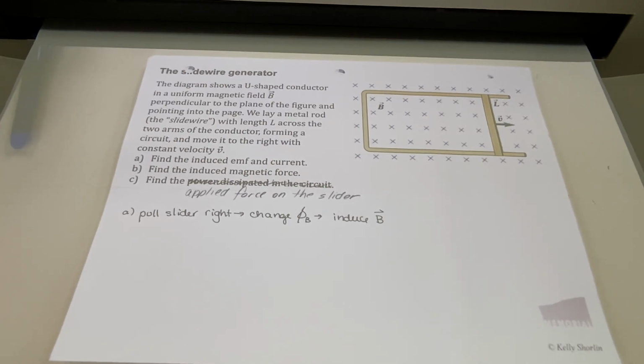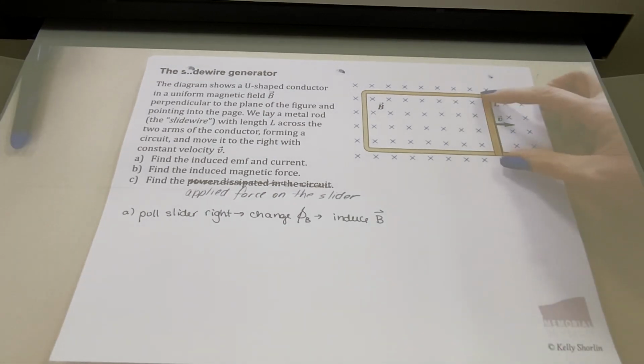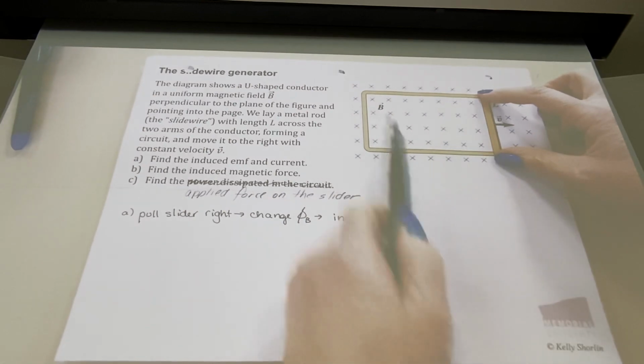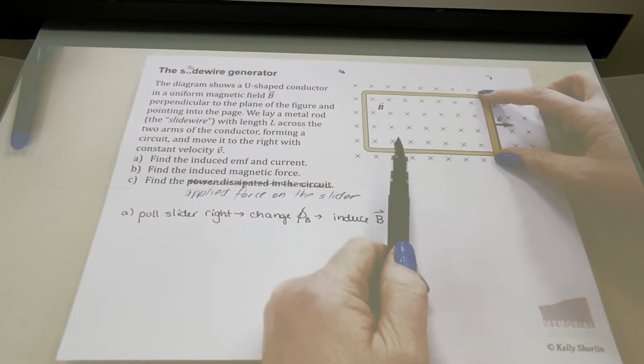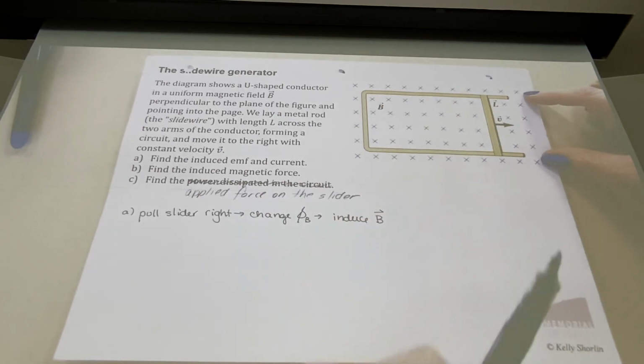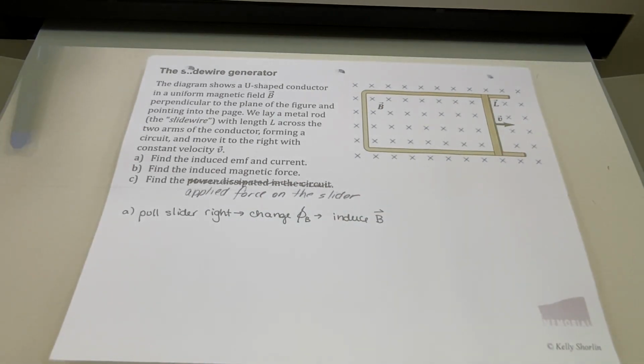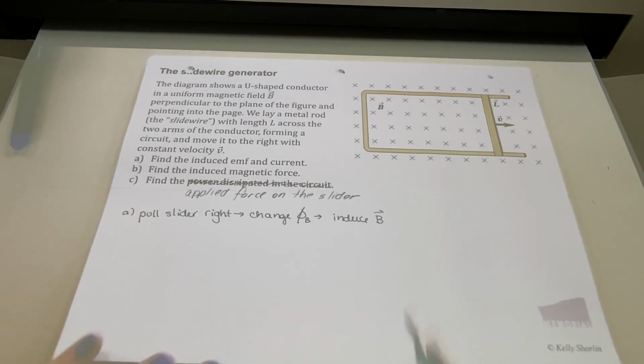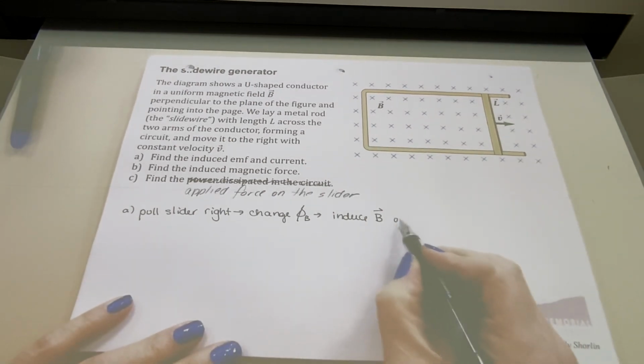You can think about this practically in terms of the number of X's into the page. The X represents a B into the page. If we pull this to the right, we're going to have an area with more X's into the page. We've increased the number of magnetic field lines into the page. To oppose that, we have to induce some field out of the page to cancel those. So we induce B out of the page.